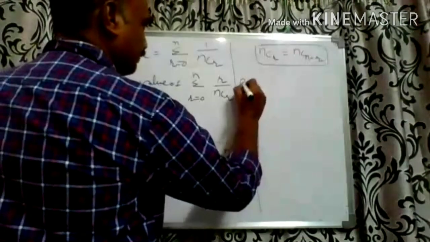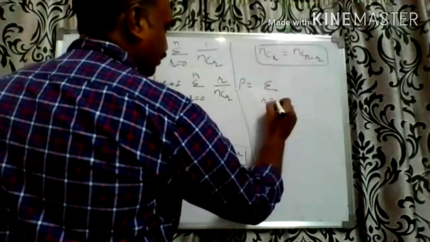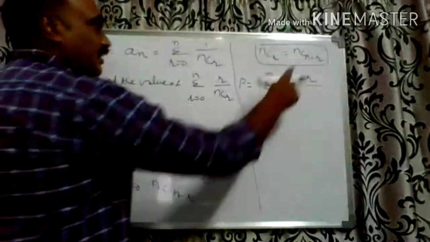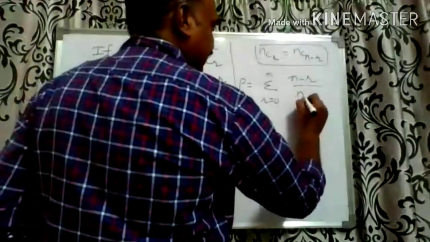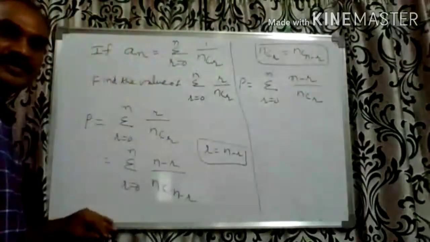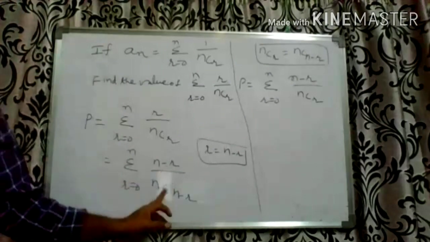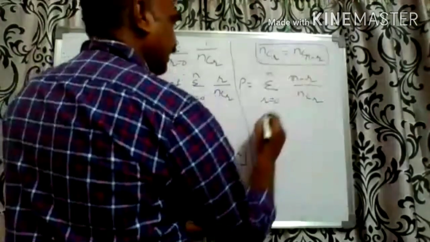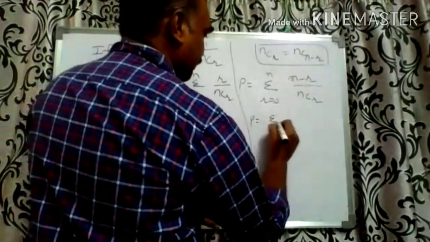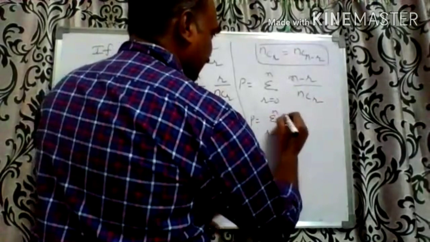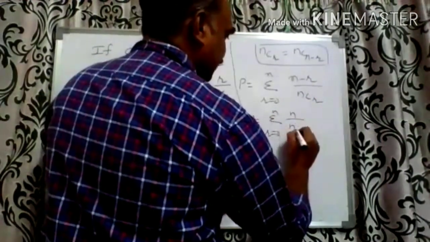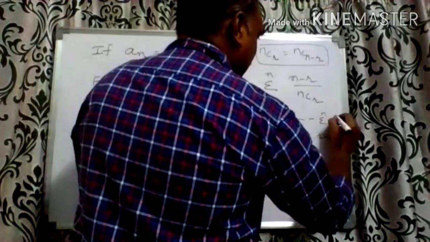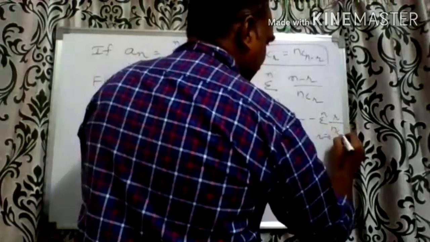Let P be equal to sigma r is equal to 0 to n of (n minus r) by nC(n minus r). Now nC(n minus r) is equal to nCr. So substitute nC(n minus r) is equal to nCr. P is equal to sigma r is equal to 0 to n of n by nCr minus sigma r is equal to 0 to n of r by nCr.